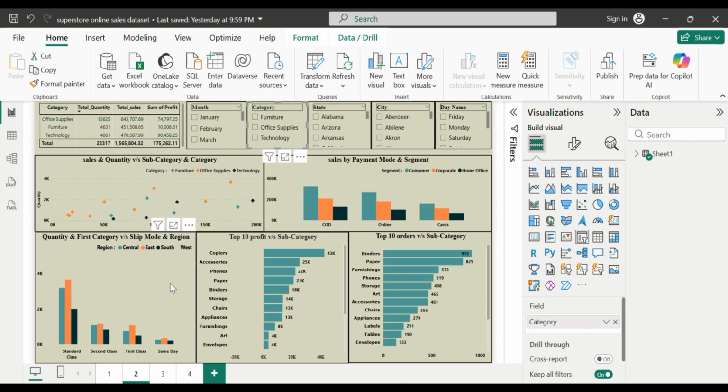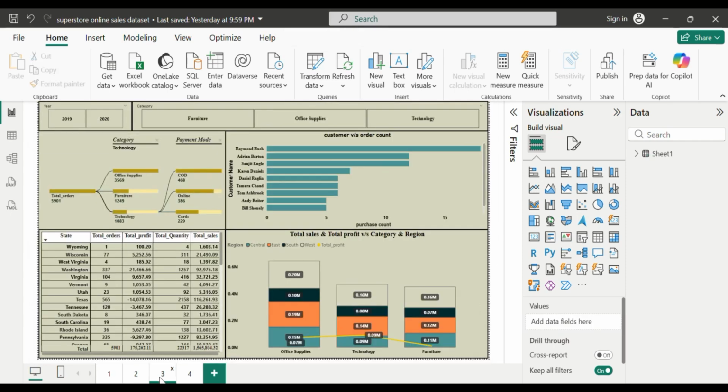So the top orders by subcategory: 915 orders for binders. This subcategory product has the most sales. Then paper, then furnishings, and then copiers. That was a list of subcategories.